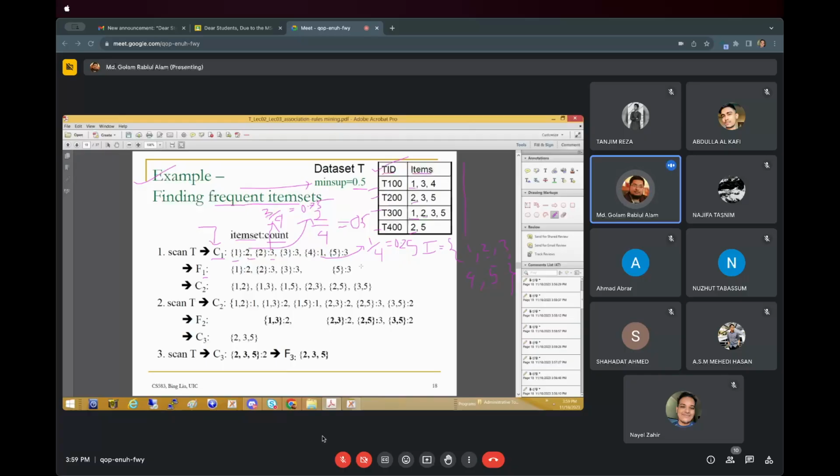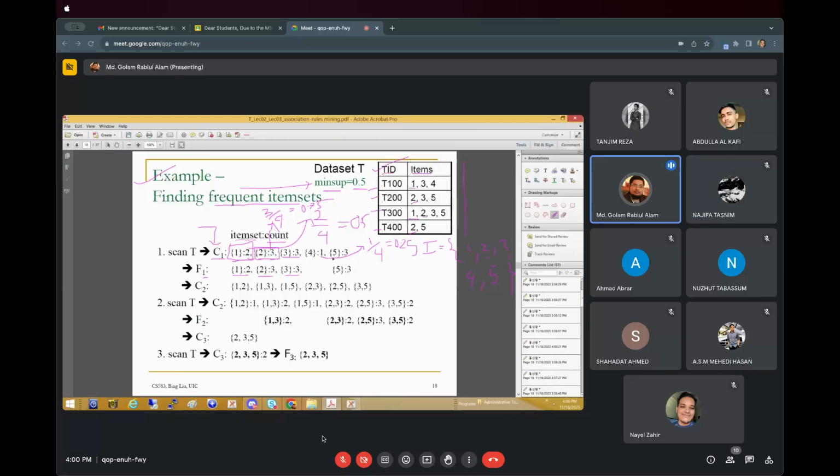Now, if we apply the minimum support filter, the item sets which pass the minimum support threshold are the ones we keep. Here the threshold is 0.5, and for item 1 the support is 0.5, so we have to keep this one. The next one, item 2, has support 0.75, so we keep that one. Item 3 appears 3 times, so it is also 0.75, and we keep that one.